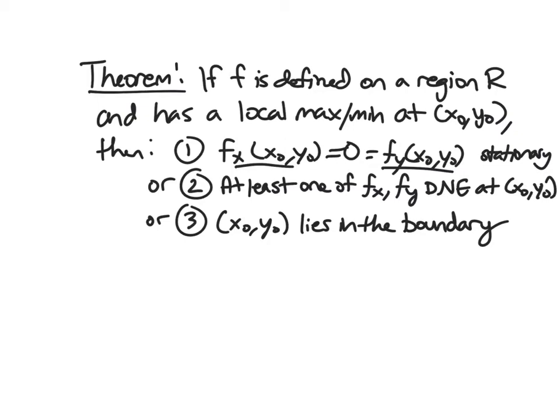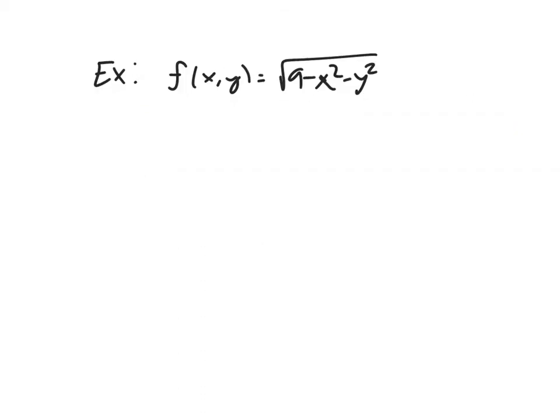Or the last case would be that your point lies on the boundary, right? Like we saw with our first example, the minima were all on the boundary. So let's see that this truly lines up. For the function that we considered, let's look for the stationary points and see if we would have found our max without knowing about the level curves.